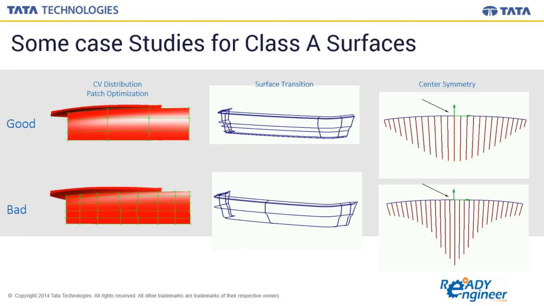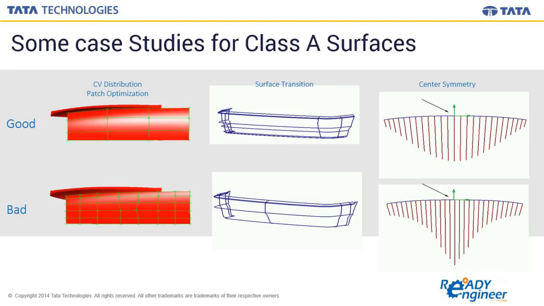Now, there is a case study of a Class A surface, of what is good, what is bad, and all that. If you see the surfaces at the top and the bottom, they look very similar. There's not much difference between the two. But the moment we describe it from a Class A perspective, there's a hell of a lot of difference between the two. The top one, if you see the CV distribution and patch optimization, it's very high. There are only 4 CVs in both the directions. And the bottom one, you see, is all jagged up. But still, the surface looks similar. But there is a great difference between the highlights of the two.